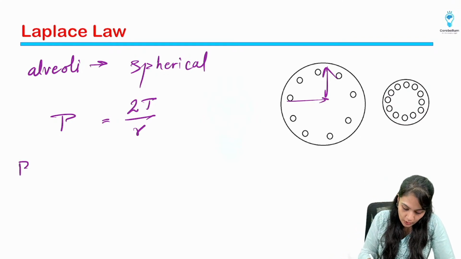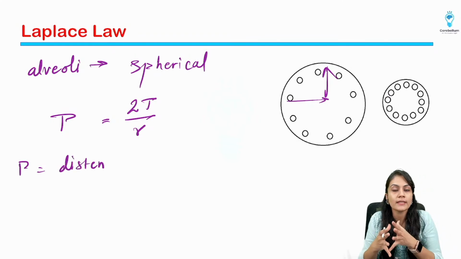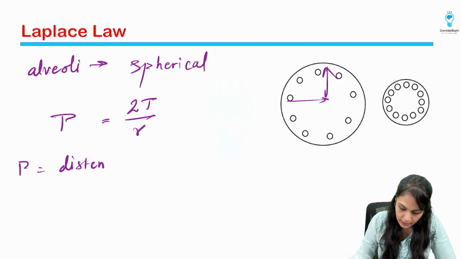So P is what? P is distending pressure, the pressure which is required for the distension of the alveoli. So it is nothing but the distending pressure.